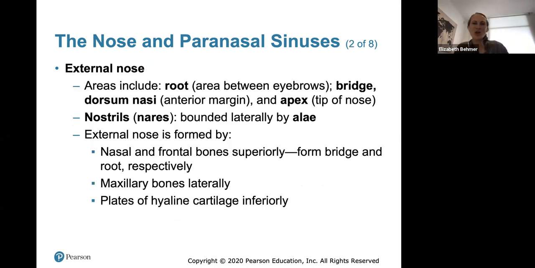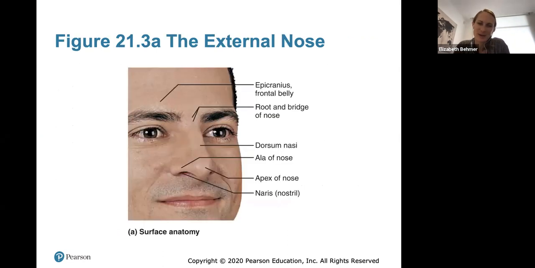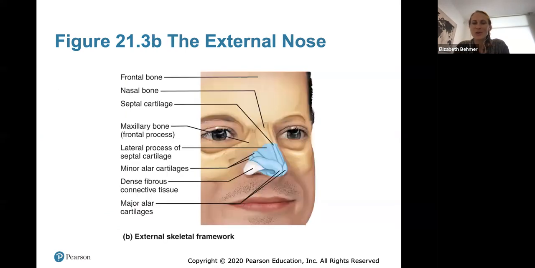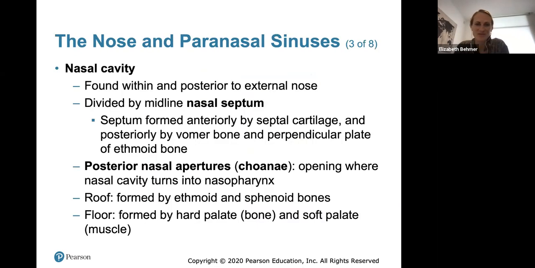We have the external nose and the nasal cavity. I won't ask you specifics about the external nose, but you can see it pictured and labeled there with the different cartilages that make it up. The nasal bone is the bridge of the nose, usually what people break if they're ever in a fight or in an accident. The nasal cavity is divided by the nasal septum.